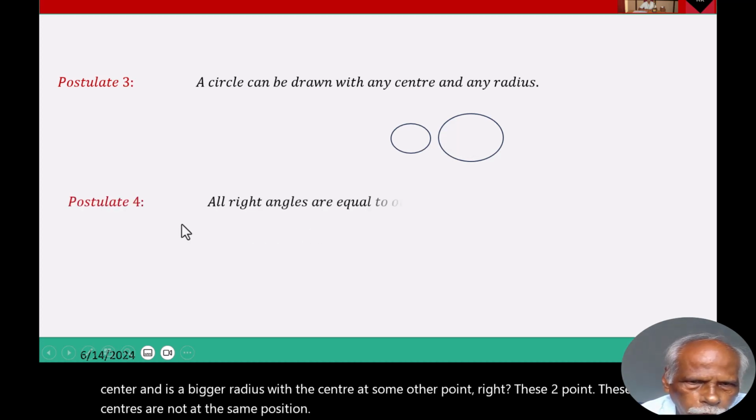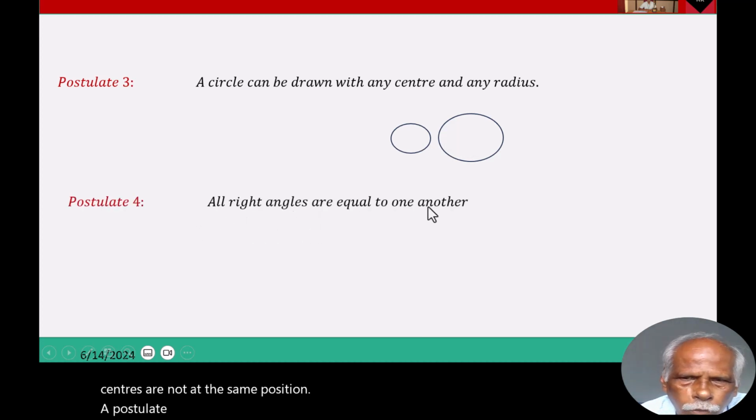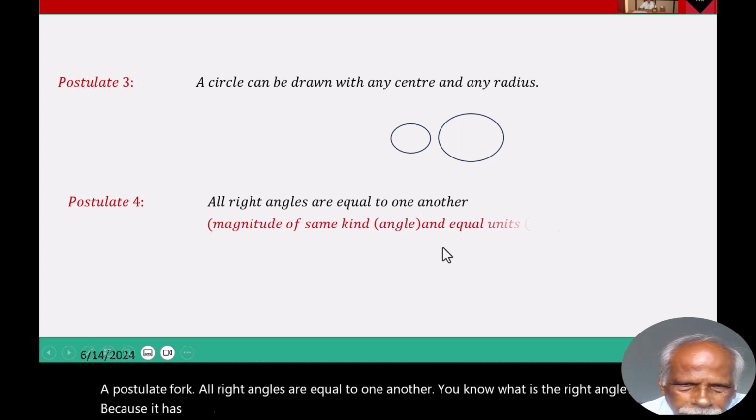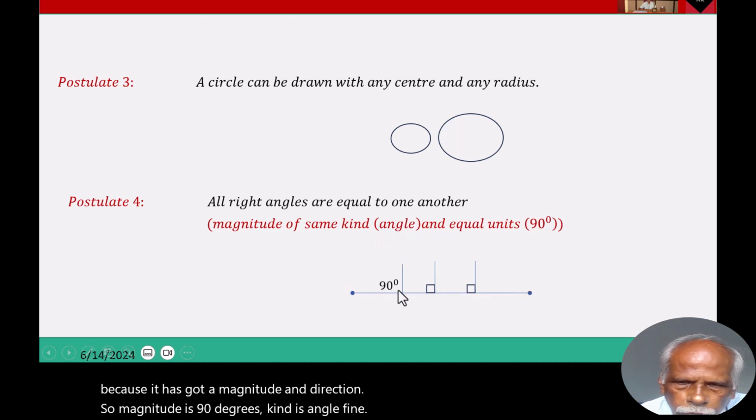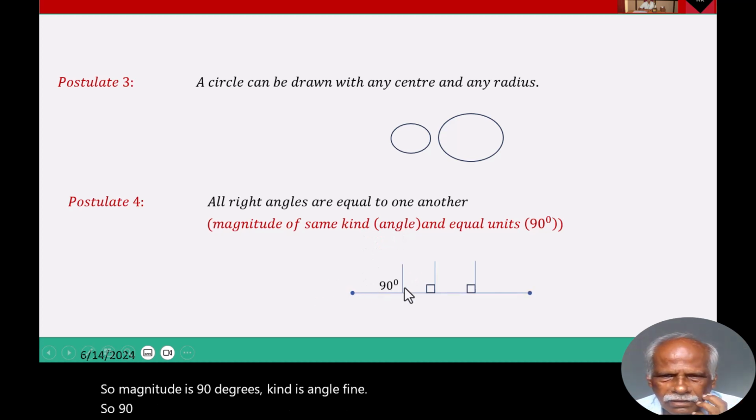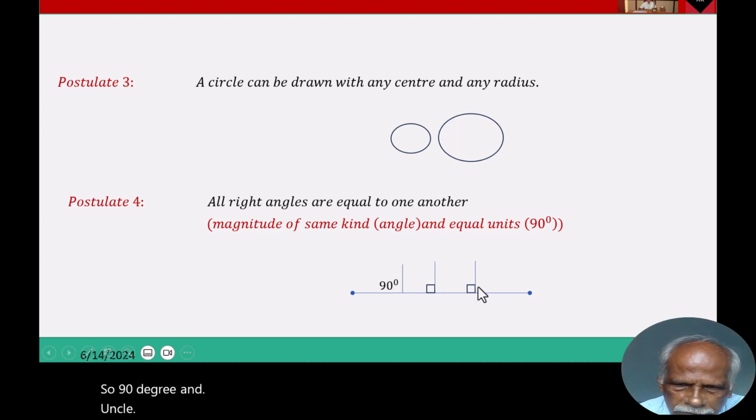Postulate 4. All right angles are equal to one another. You know what is the right angle? Because it has got a magnitude and kind. So magnitude is 90 degrees. Kind is angle. Right? So 90 degree and angle. Right? These are same. All are same.